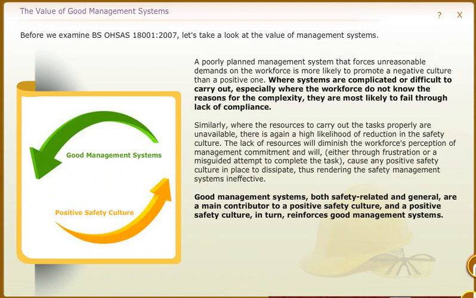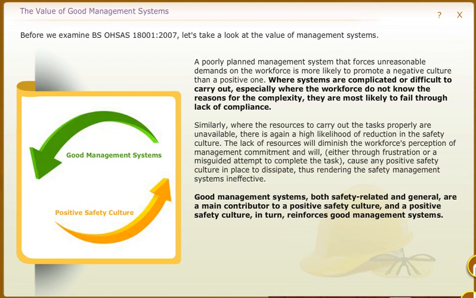Before we examine British Standard OHSAS 18001-2007, let's take a look at the value of management systems. A poorly planned management system that forces unreasonable demands on the workforce is more likely to promote a negative culture than a positive one. Where systems are complicated or difficult to carry out, especially where the workforce do not know the reasons for the complexity, they are most likely to fail through lack of compliance.